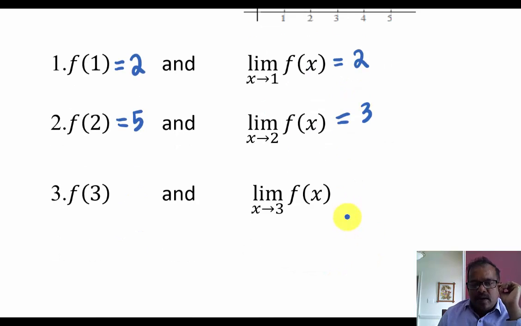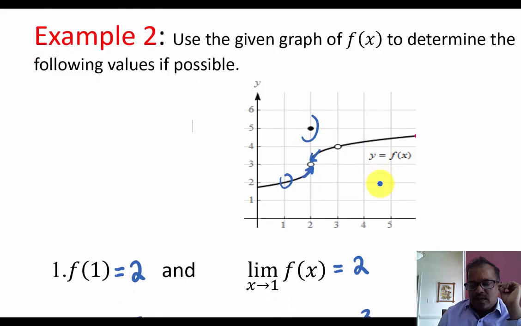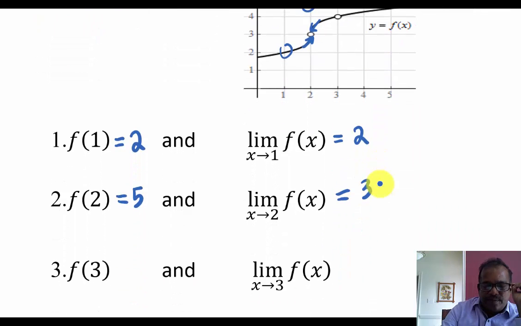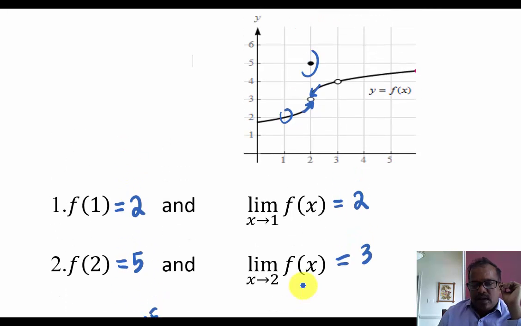Last one, f of 3. Here in this graph, at x equals 3, there is a hole over here, and there is no point. So f of 3 does not exist. And the limit as x goes to 3 of f(x). As you see here, as x approaches 3, the graph approaches this point from both sides, which is equal to 4.